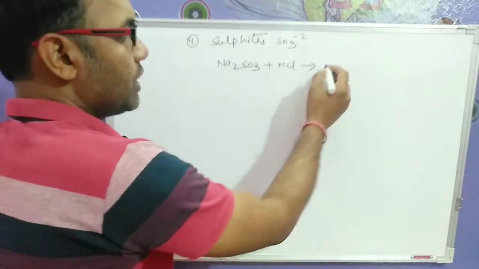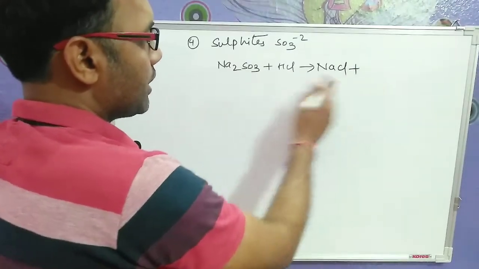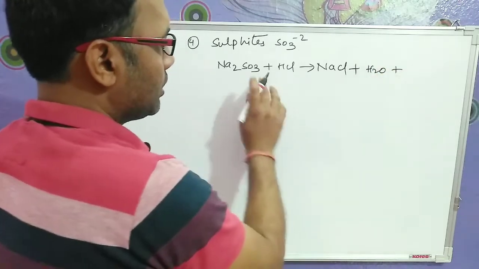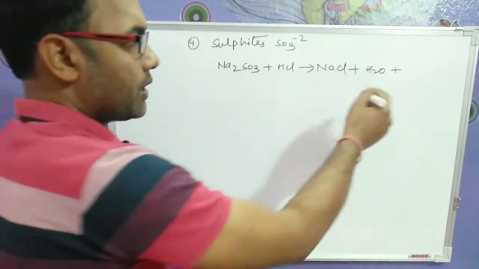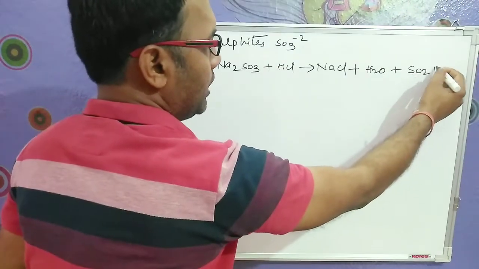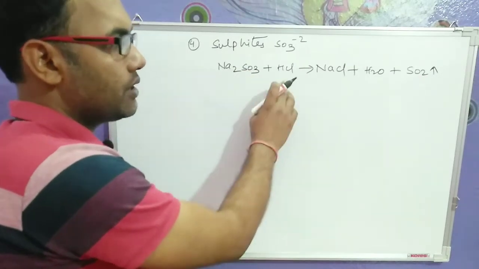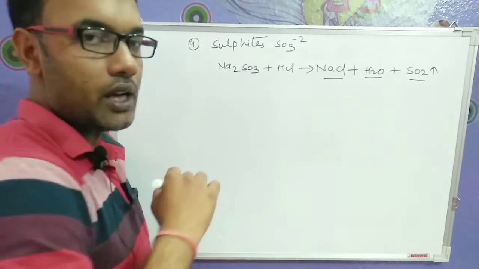So what is the product here? The first thing will be a salt formation, NaCl. Second one will be a formation of water, H2O. And the third one will be, because just now I have said sulfite will be breaking into sulfur dioxide gas. Okay, so always any metallic sulfite in reaction with HCl will give you salt, water and sulfur dioxide.